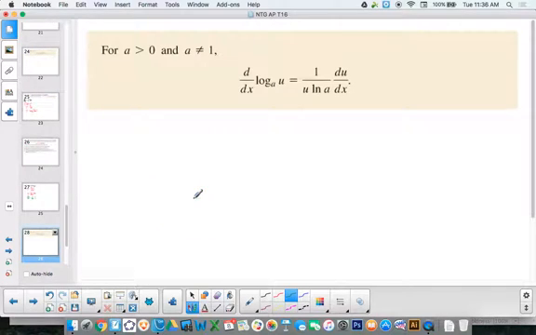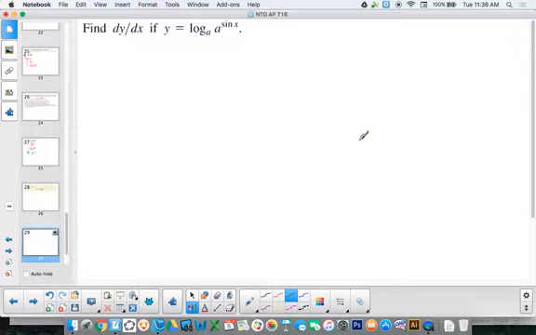Alright, so there's the formula. And again, it's very similar to the formula for natural log of u, except you just have to account for the different base. Alright, so we'll try this.